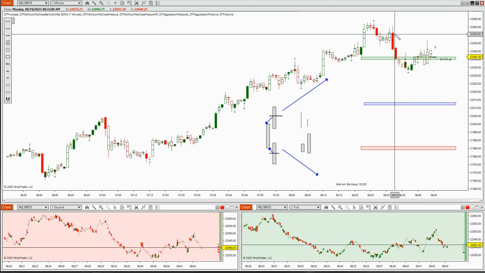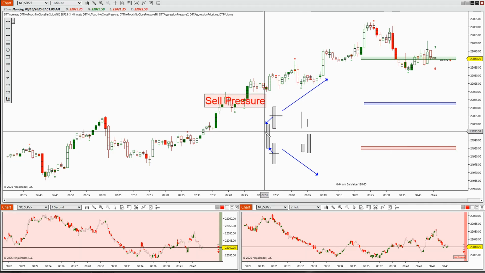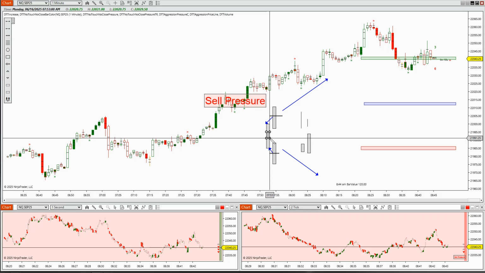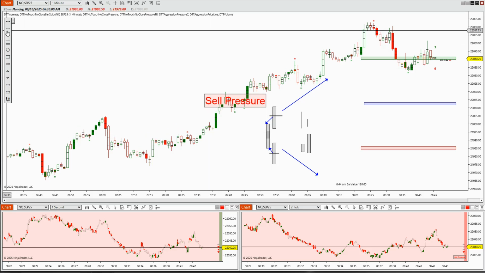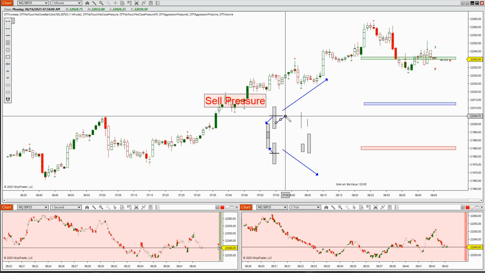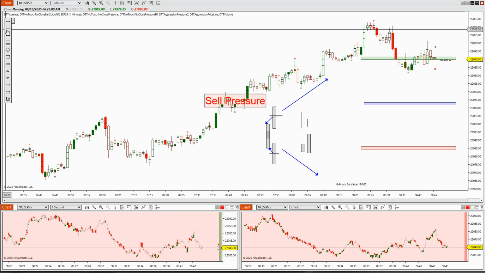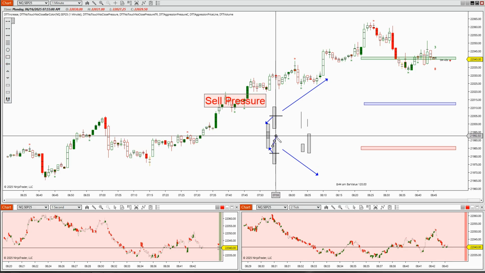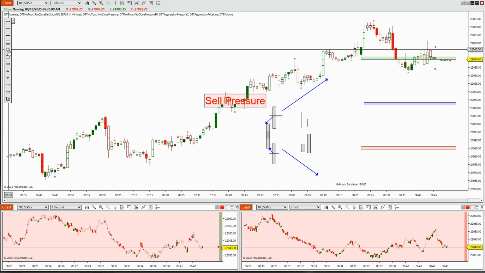You see the two little black lines on the bar. This is our wick zone. We're looking for the live candle to trade down into it and then come back out of it. Or we're looking for the live candle to trade up into it and then come back down. And that's that wick zone.